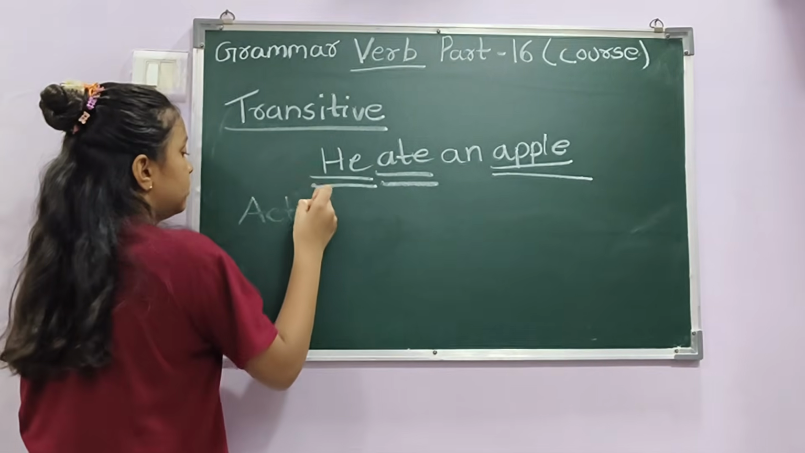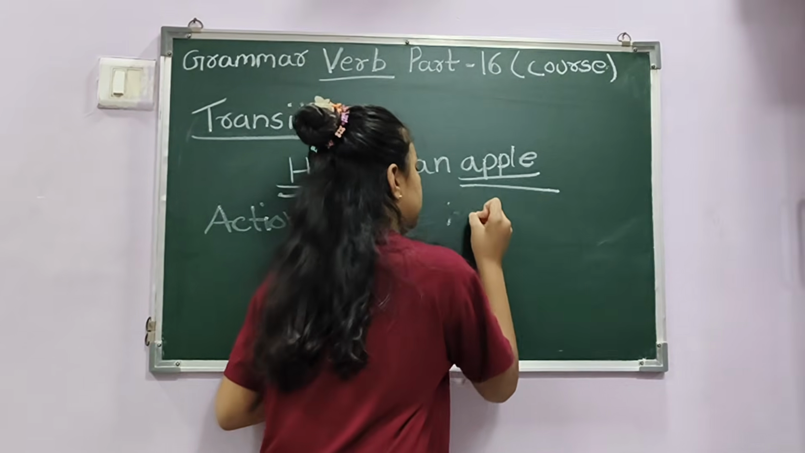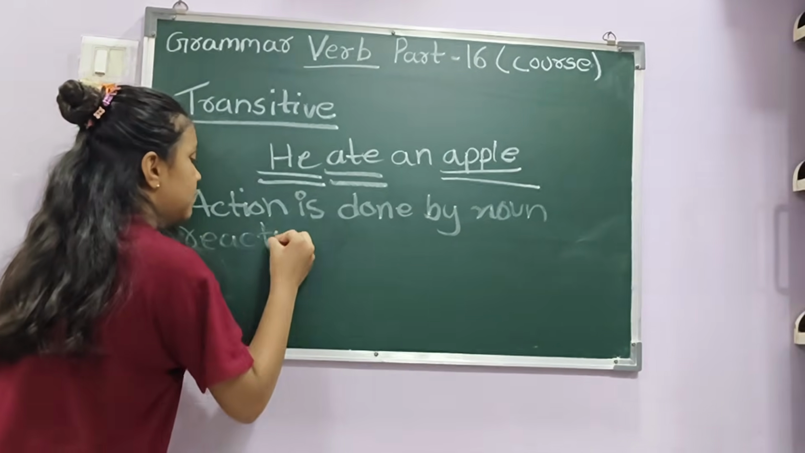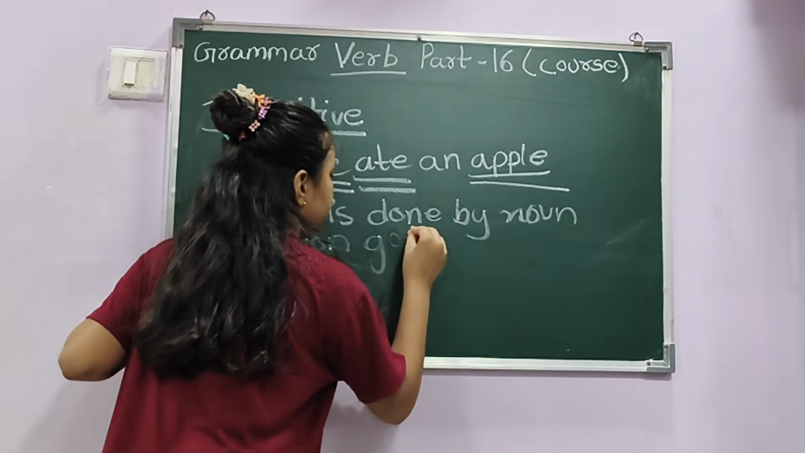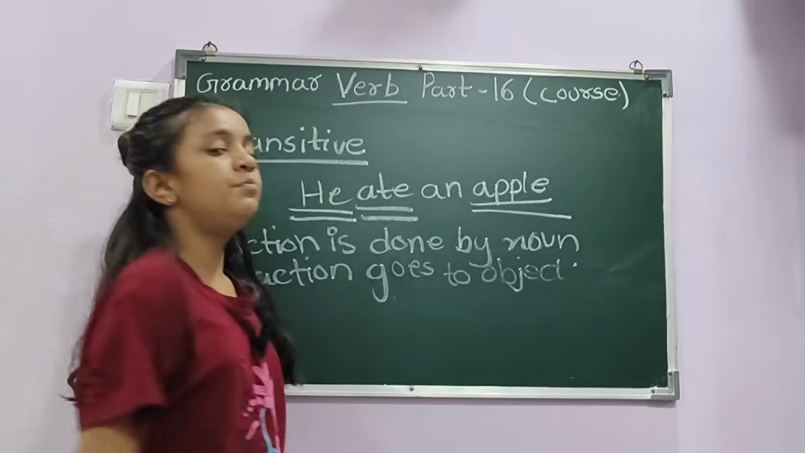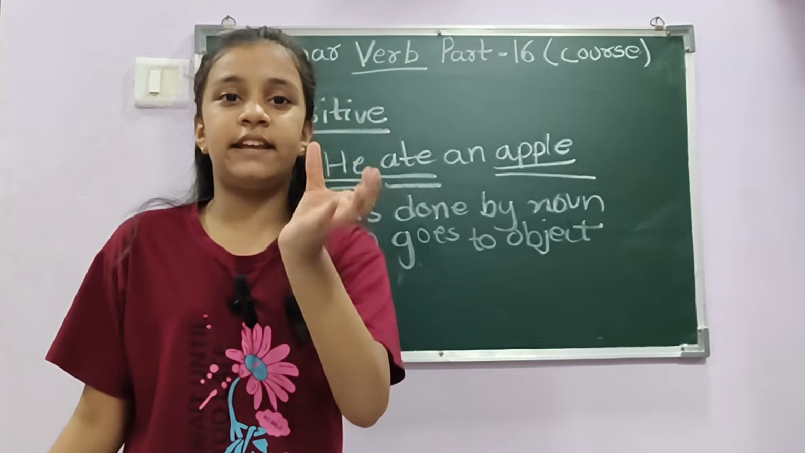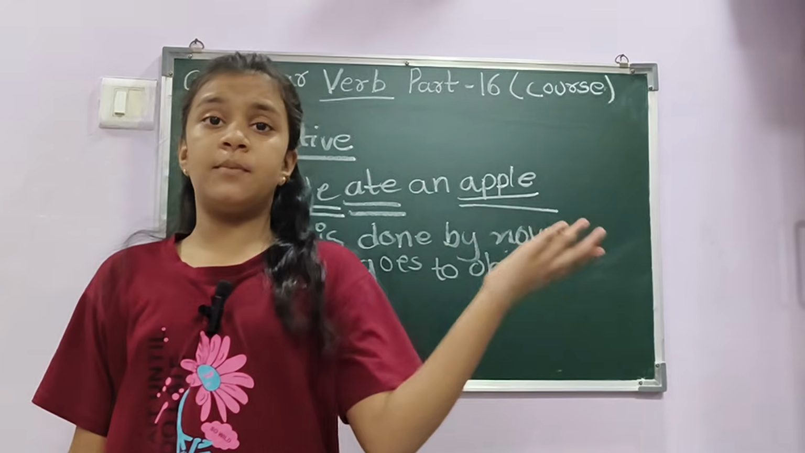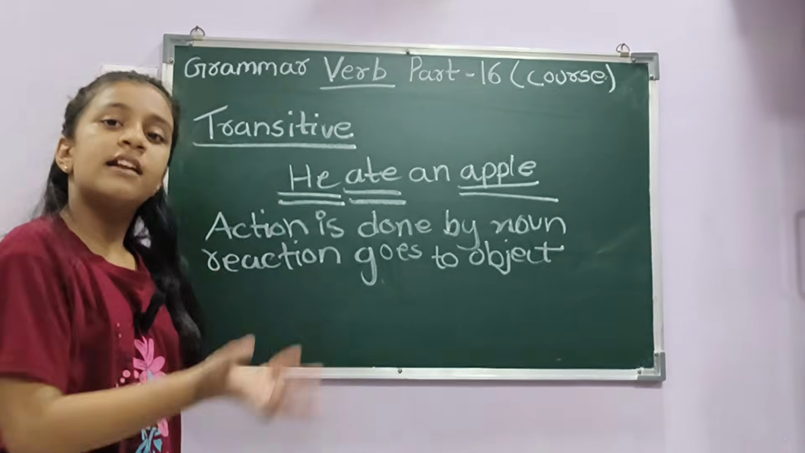Action is done by noun. Reaction goes to object. Object means anything he is taking. So here, action is done by the noun or subject, and reaction goes to the object. Understood, everyone? This is the simple definition of transitive verbs.